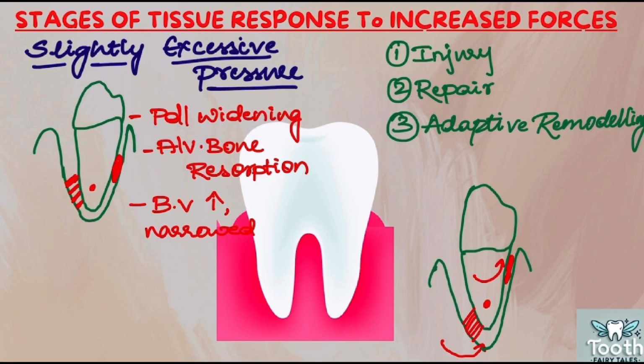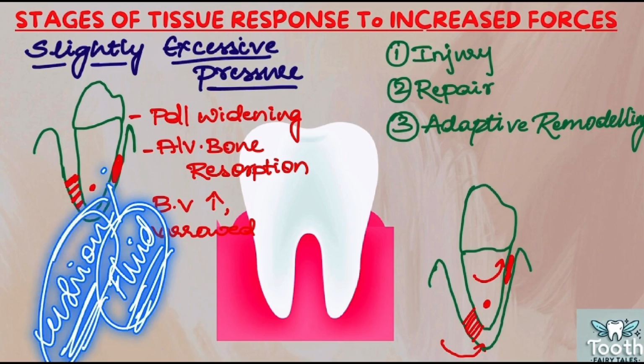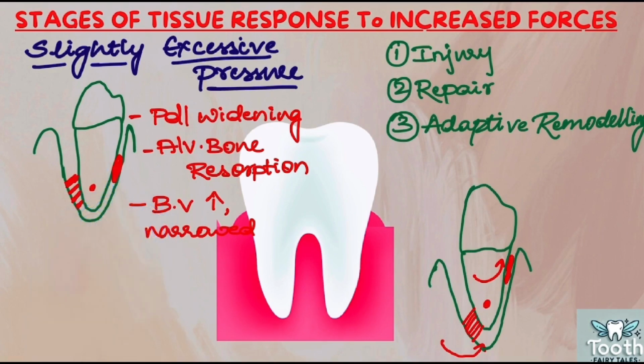And another point why you see the periodontal ligament widening is that the periodontal ligament has some fluid in it, which is responsible for the cushion-like effect. So in the areas of pressure, this fluid is getting accumulated. Because of this fluid accumulation also, you see the widening of the periodontal ligament area in the slightly excessive pressure zones. Next, let us see why the alveolar bone resorption happens.